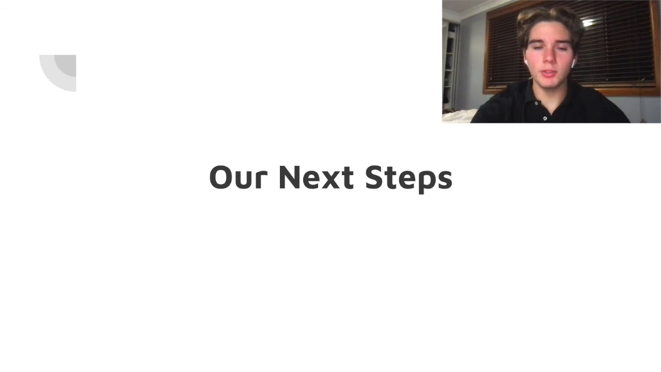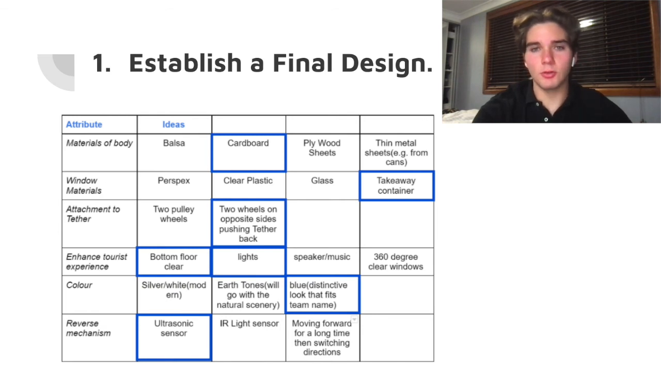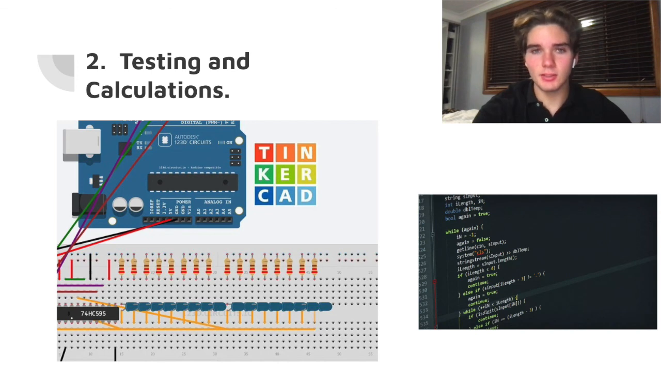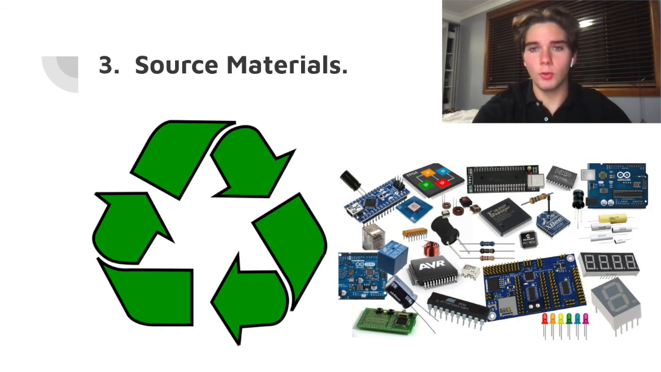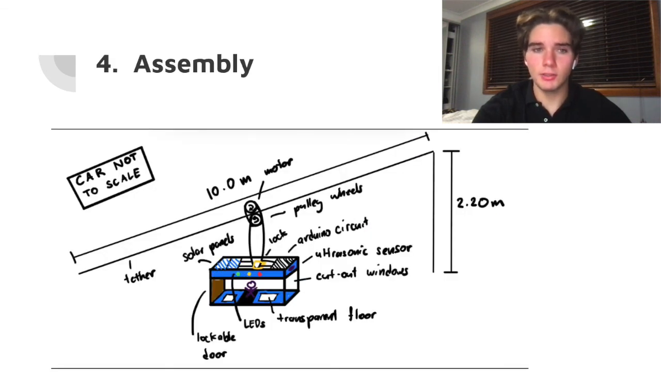So, where do we go from here? As part of the engineering design process, we will now focus on 4 key steps. Firstly, we will use the criteria of our morph chart to establish a final design. We will then perform tests, experiments, and calculations with circuits, code, and the motorization of our cable car. Once this has been completed, we will look to source our materials, including recyclable ones and the necessary electrical and mechanical hardware. Finally, we will assemble our cable car, which will hopefully resemble our design as you can see here, and safely transport our eco-tourist.